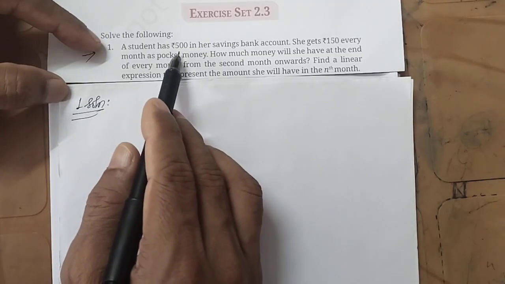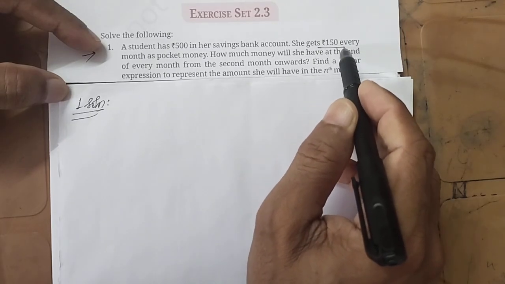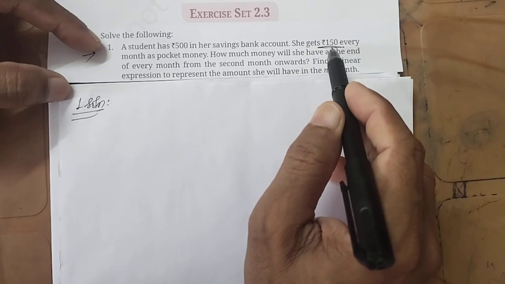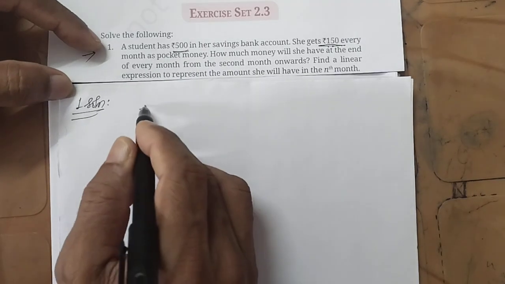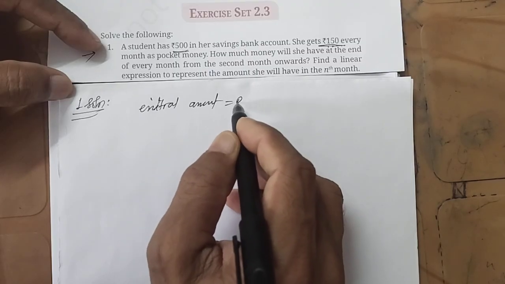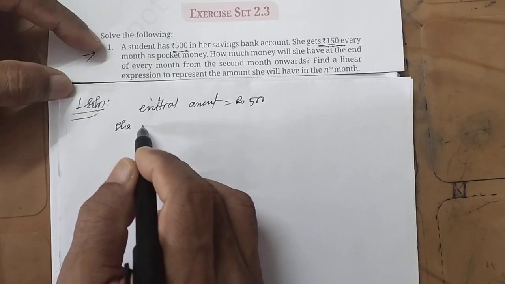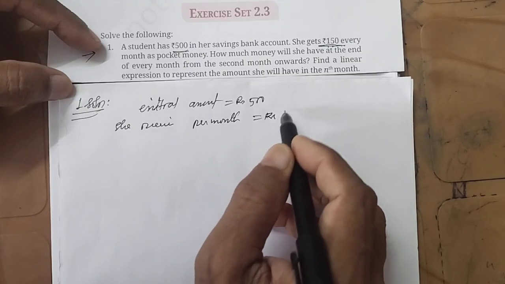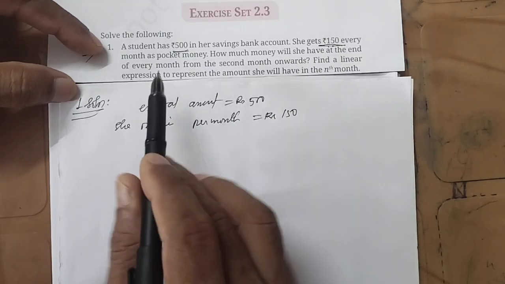A student has initial money 500 rupees in her saving bank account and she is getting rupees 150 every month. And according to the question, we assume that she is saving this money also, 150 every month, along with the initial money. So initial amount of money she has is rupees 500 and she receives per month again rupees 150. Then how much money will she have at the end of every month?